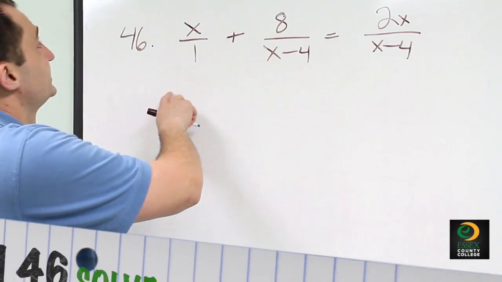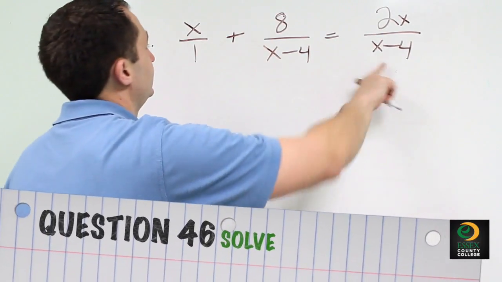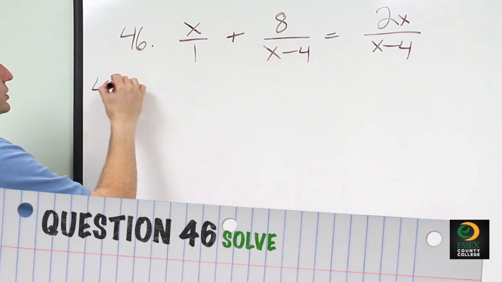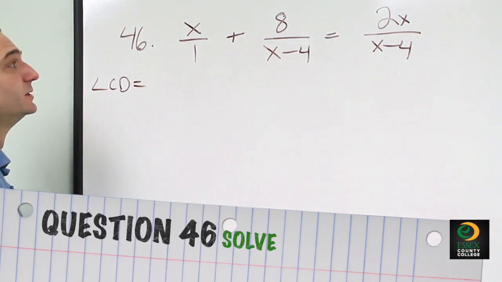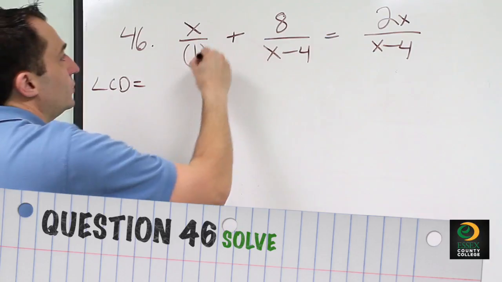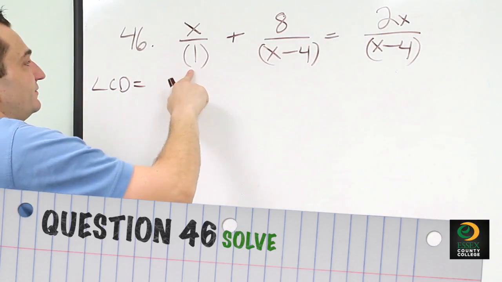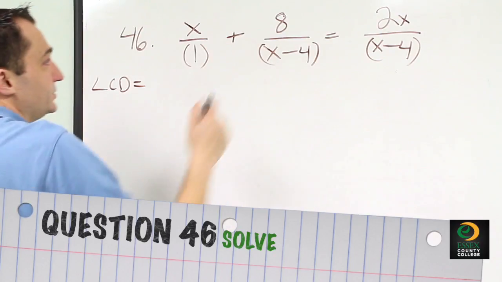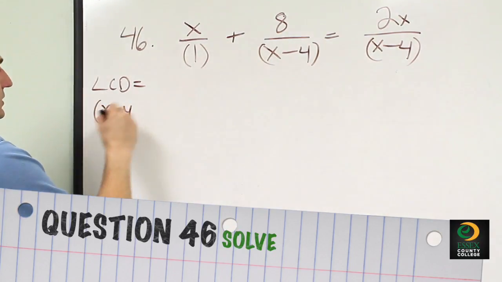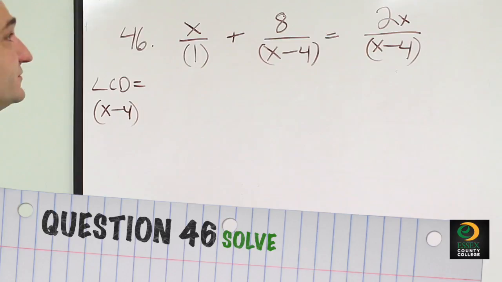Problem 46 asks us to solve the following equation. Our first step would be to determine what the LCD is of the problem. So our terms on the bottom are 1 and x minus 4. 1's a factor of every number, so we don't have to include that. So our other term would be x minus 4. So the LCD is x minus 4.